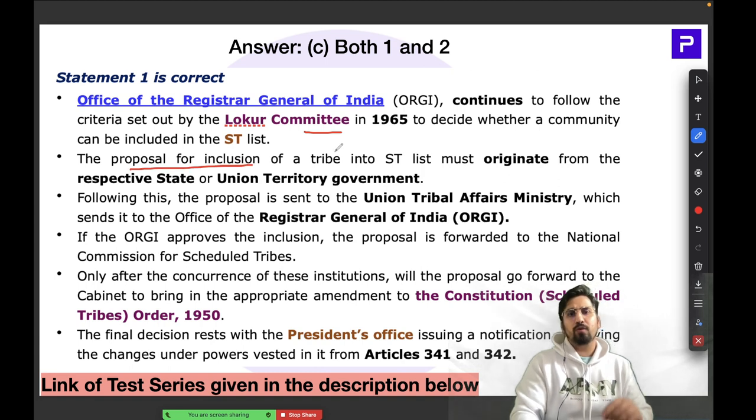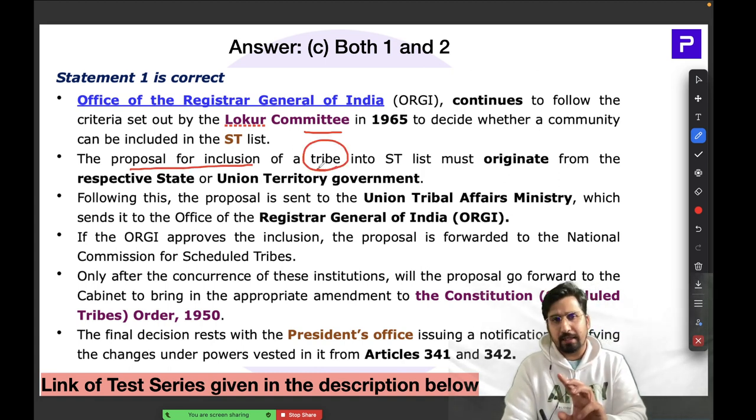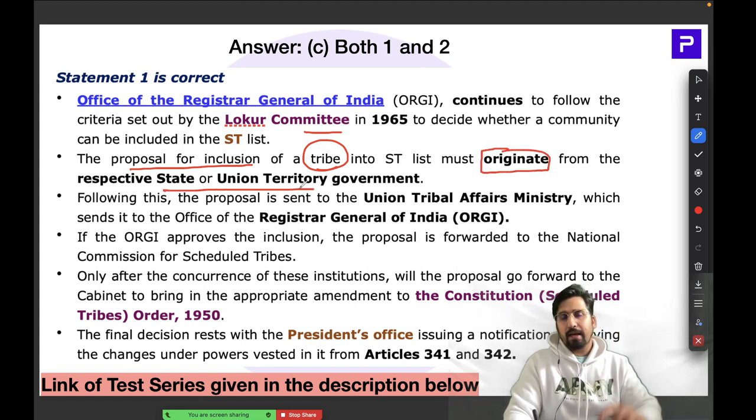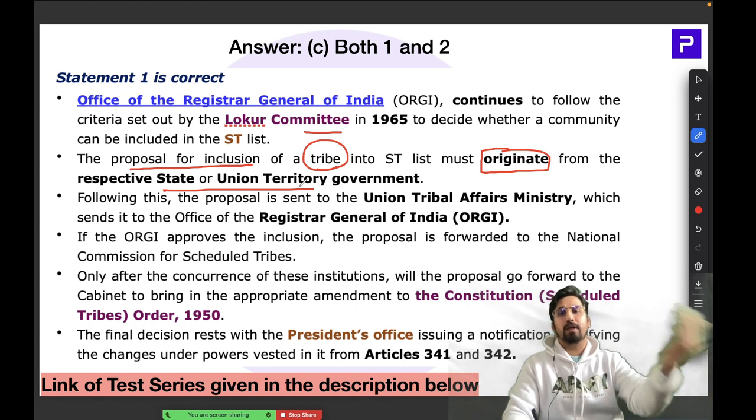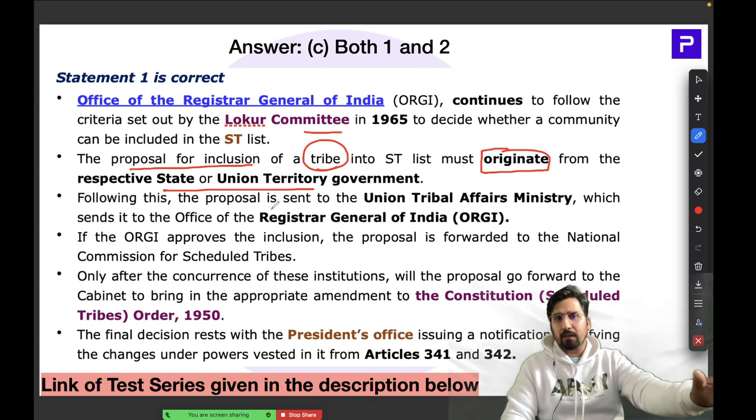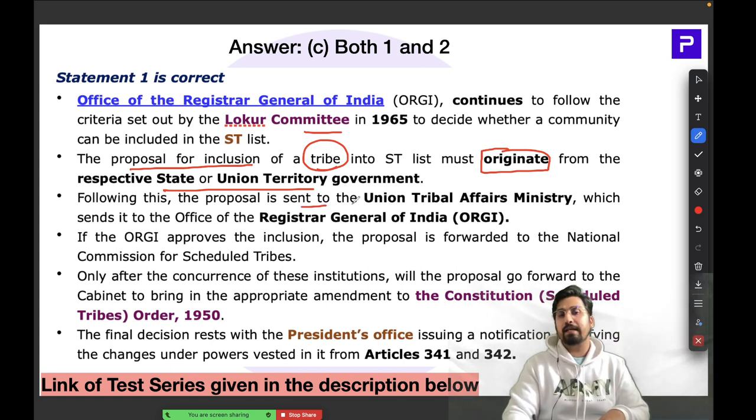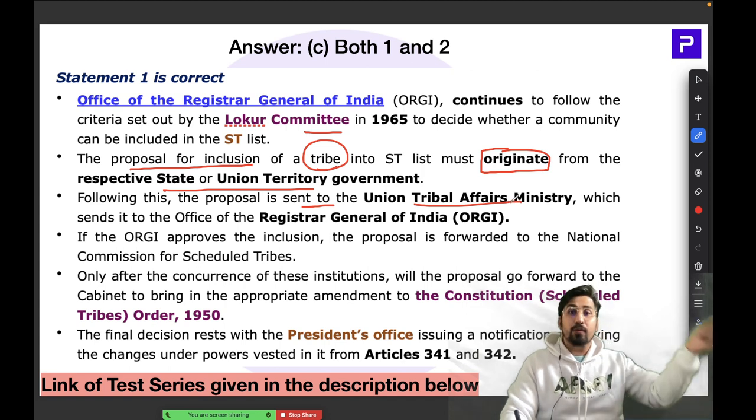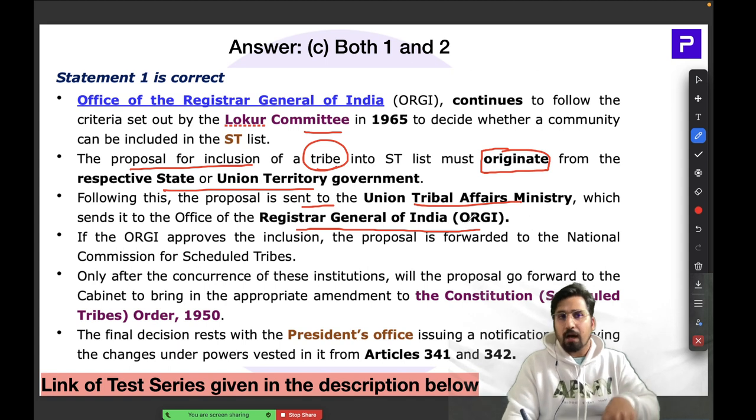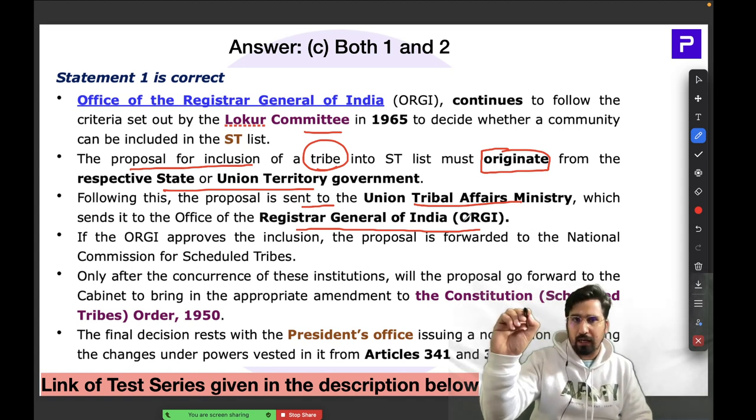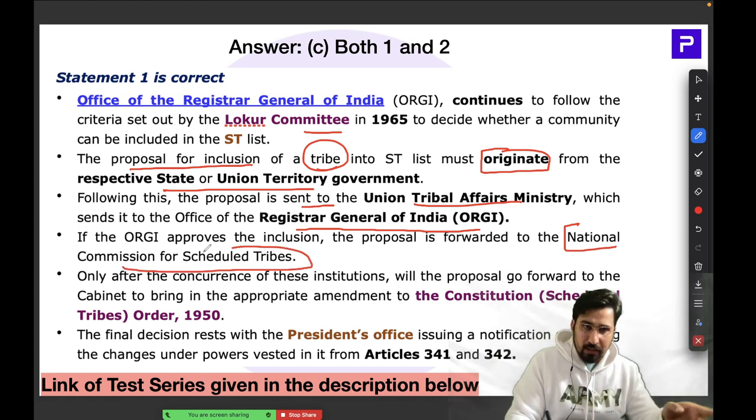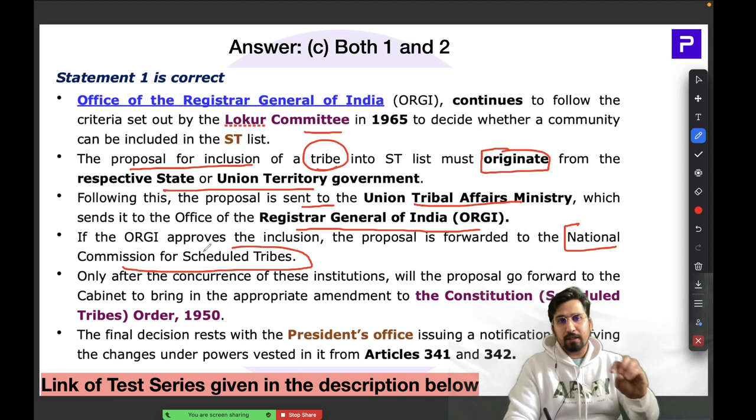Whenever you have to include any tribe into the ST list, that proposal, that demand, originally has to originate from the state or the UT government. First it has to recommend, okay, we want to add this community into the ST list. Then that proposal from the state or the UT is sent to the Union Tribal Ministry. Then the Union Tribal Ministry sends that request to the Registrar General of India. When the Registrar General of India approves that demand, it goes to the National Commission for Scheduled Tribes.